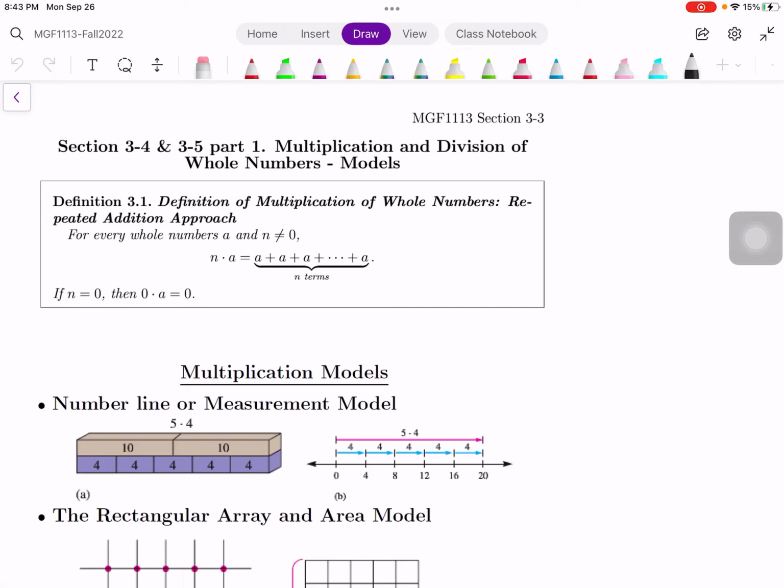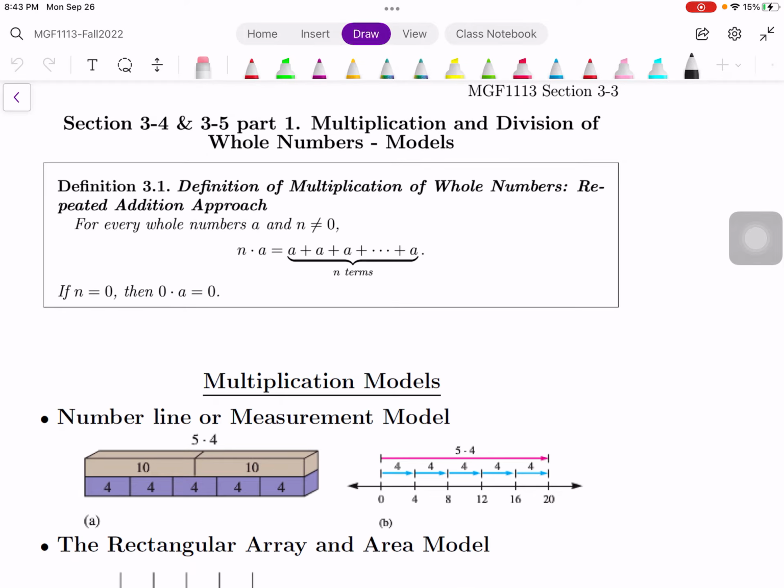Okay, so this week we're going to talk about multiplication and division of whole numbers, and I'm going to start with just their models. So I'm discussing the first part of sections 3.4 and 3.5. I decided to combine it this way. So let's talk about the multiplication of whole numbers first.